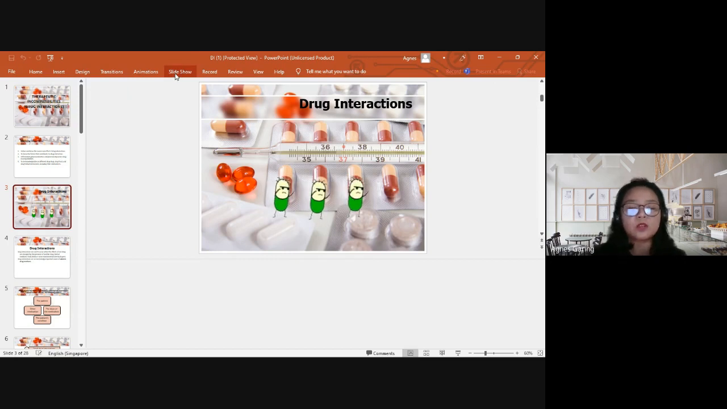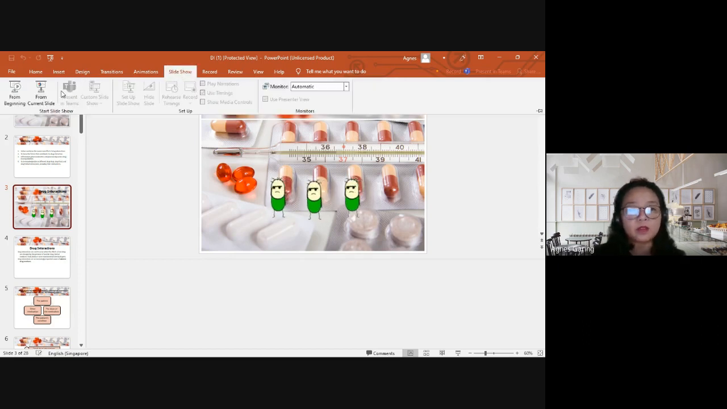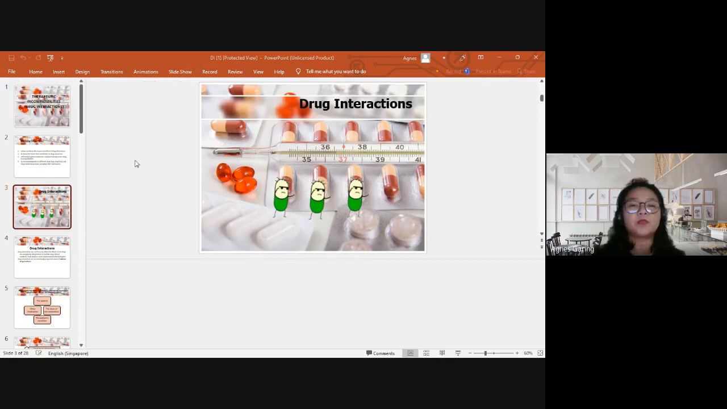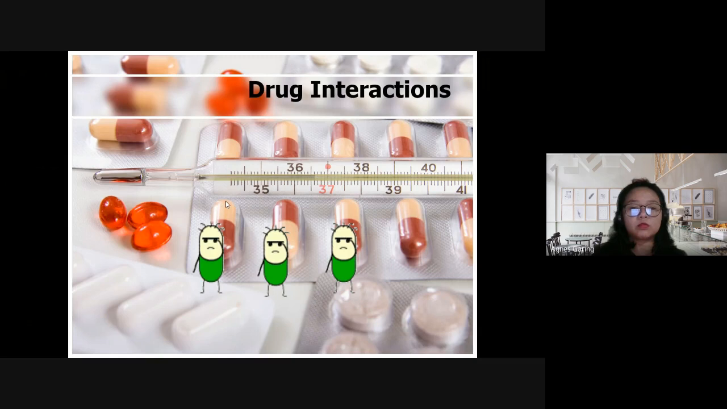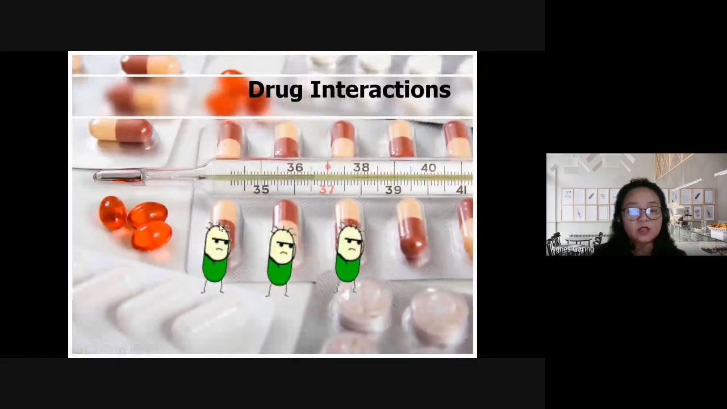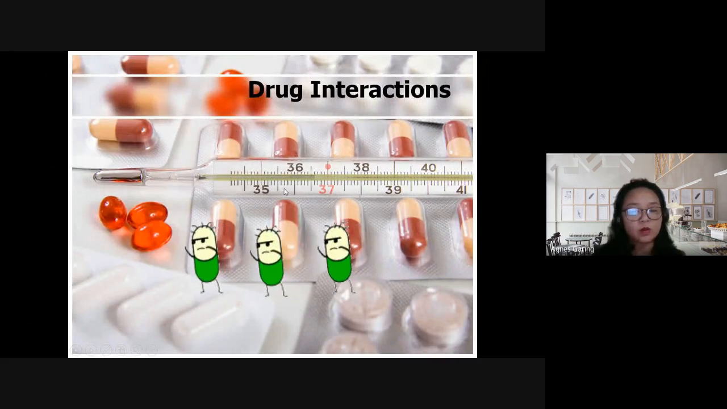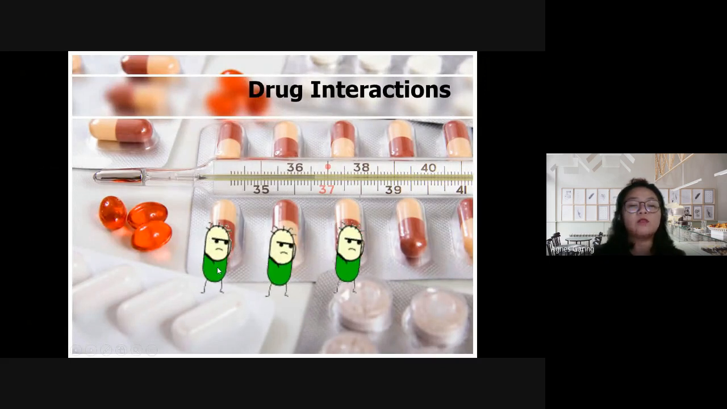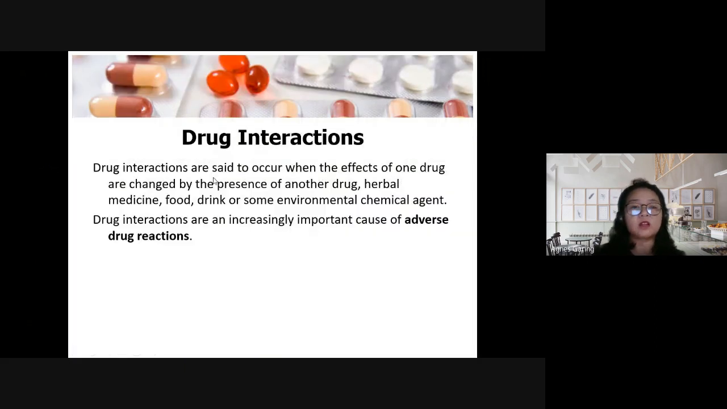So, in the presence of drug A, if it is taken concurrently, magkasabay with drug B and drug C, or kahit dalawa lang or more, drug A might have an increase or decrease in the efficacy because of the presence of drug B or drug C, and vice versa. So that's just a simple definition of drug interactions.